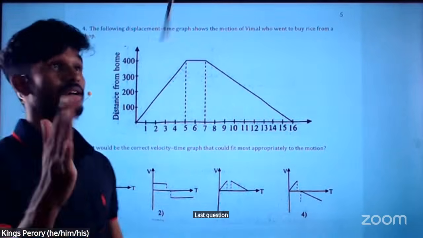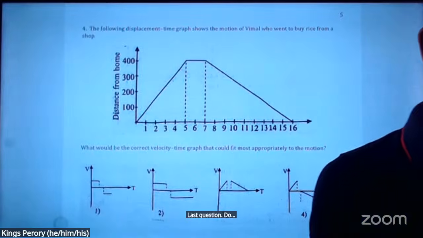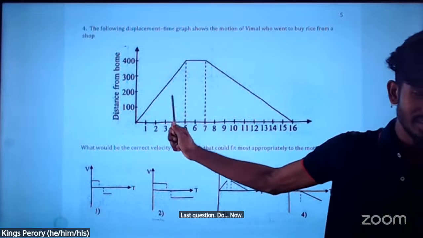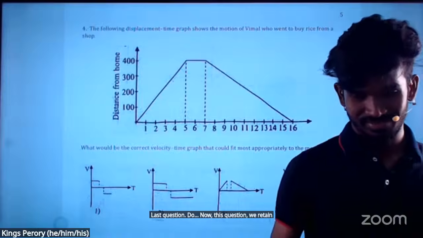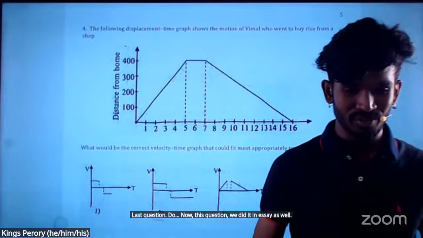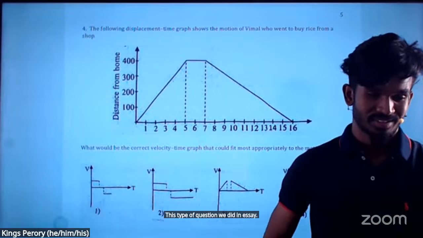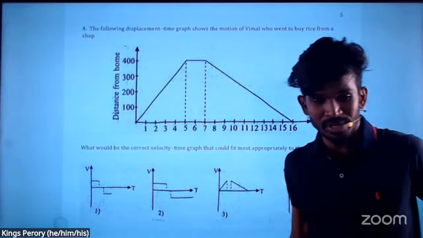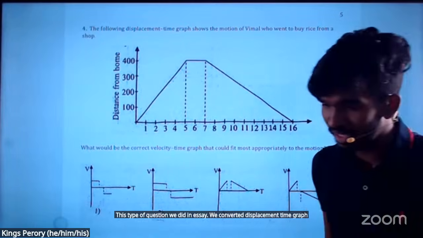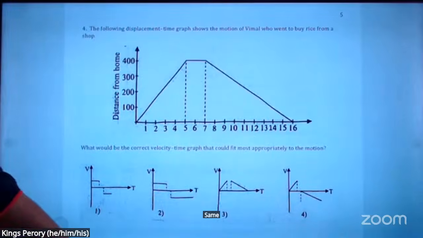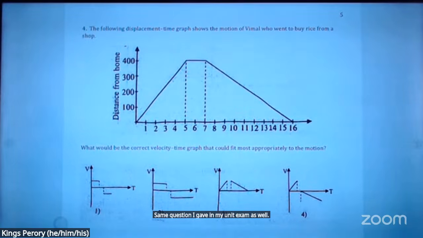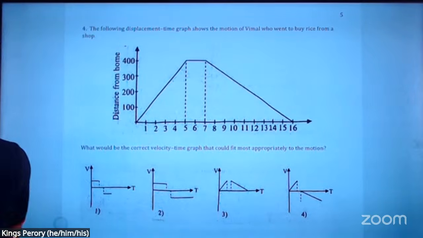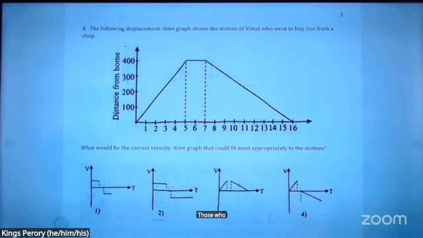Last question. Now this question, we did it in essay as well. This type of question we did in essay. We converted displacement time graph to velocity time graph. Convert it. I gave the same question in my unit exam as well. Those who did the unit exam know the answer.